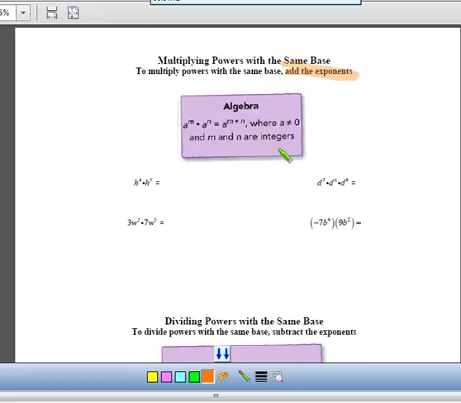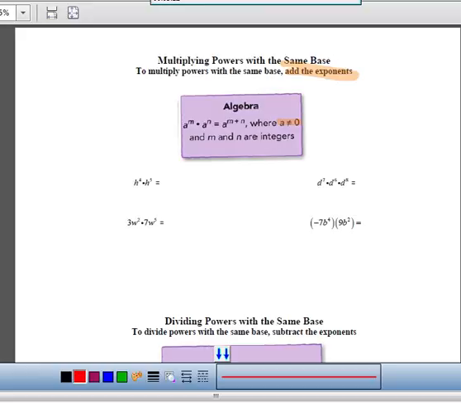So when we're dealing with variables, a to the m times a to the n, where m and n are just numbers, exponents, you'll add them together. Now here's something important: a is not equal to 0. We don't want 0 as our base, and m and n are integers, so we're assuming that's true. If the base is 0, then 0 raised to any power is 0. Okay, so let's do these examples.